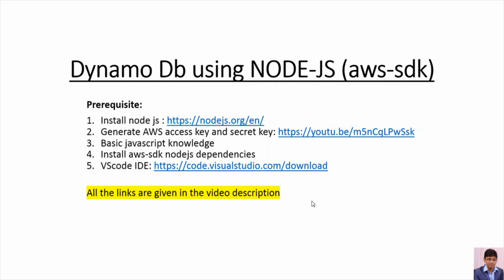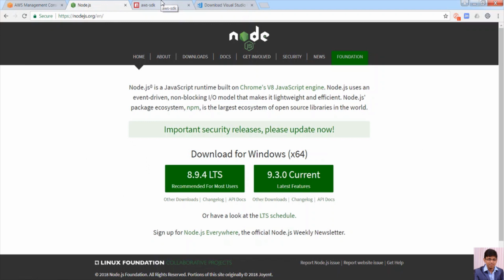You can just follow the URL mentioned in the description, and we will then install the AWS SDK Node.js dependency. I will be using Visual Studio Code IDE for writing my programs. From this link you can download the Node.js exe file and install it. I am using 8.9.2 LTS, long-term support, so I'll skip this since I have already downloaded and installed it on my machine.